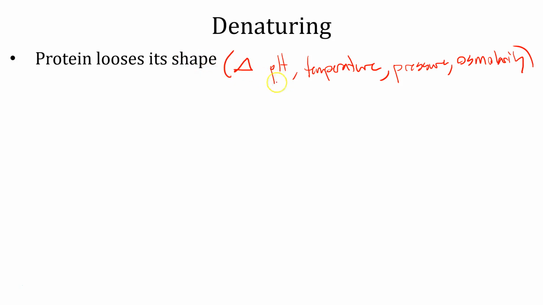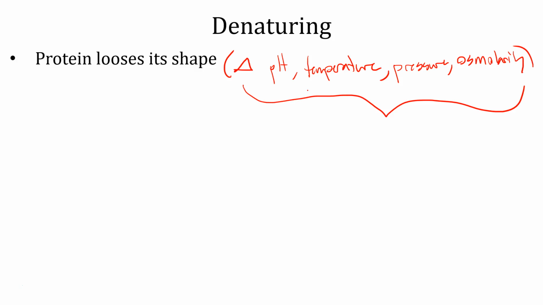the shape of protein. And this is the very reason why we need to maintain a constant environment inside of our cells. We have to remain what's called in homeostasis. And homeostasis, if you recall from the first chapter, means that we have a constant condition in our body.